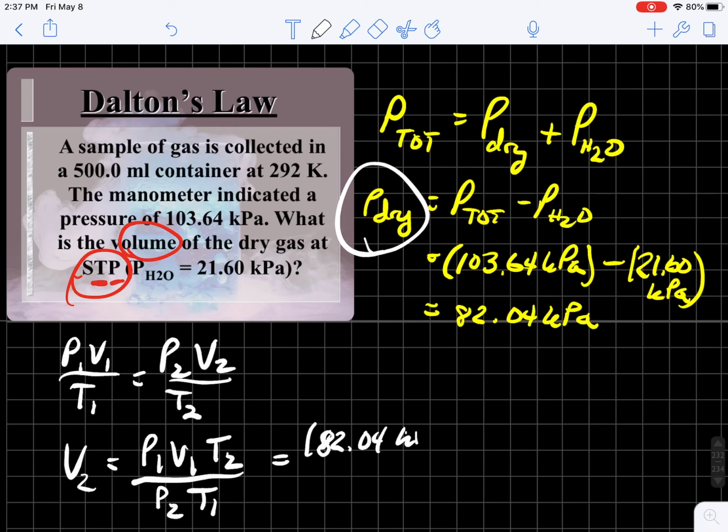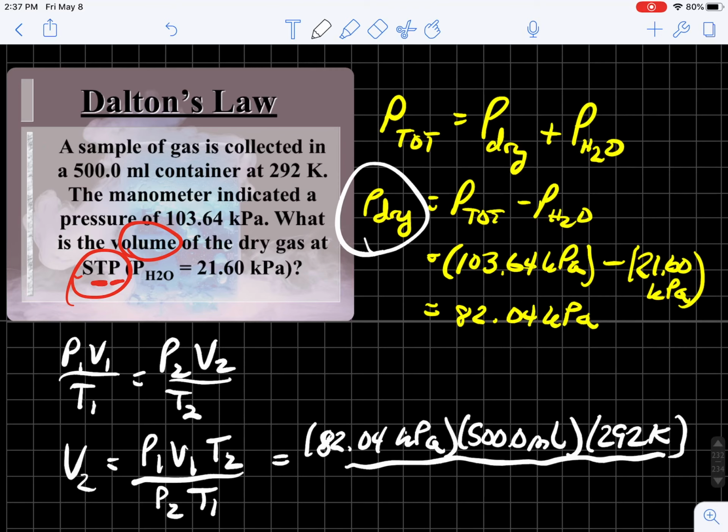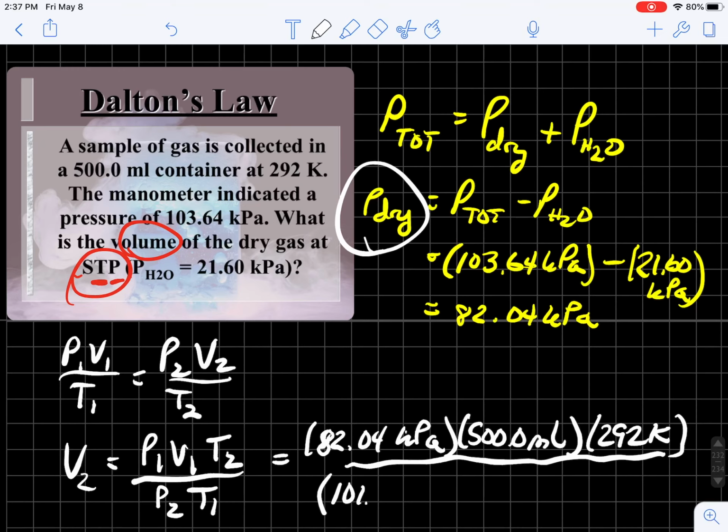So 82.04 kilopascal. And the original volume, they said, was a 500 milliliter container. And the original temperature, they were nice enough to give it to us in Kelvin, but if they gave it to us in Celsius, then we'd have to convert it to Kelvin. The new pressure is STP, standard pressure, which is 1 atmosphere, which is the same as 101.325 kilopascal.